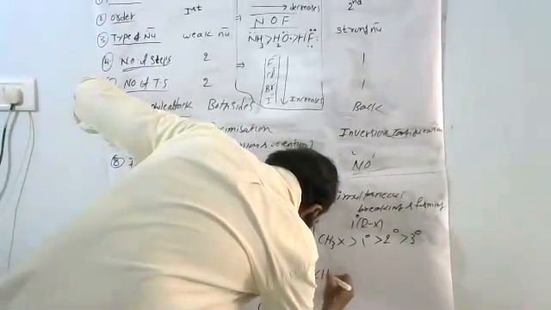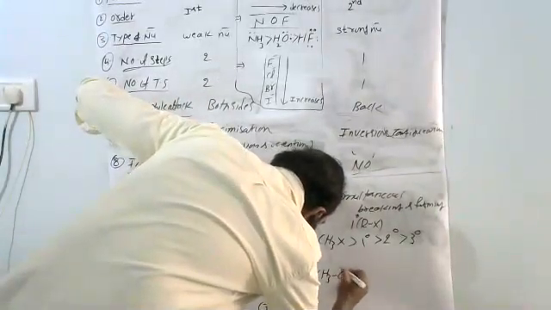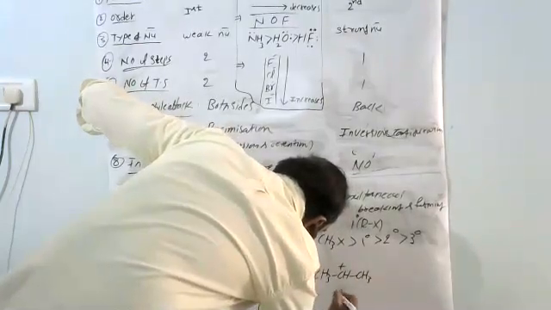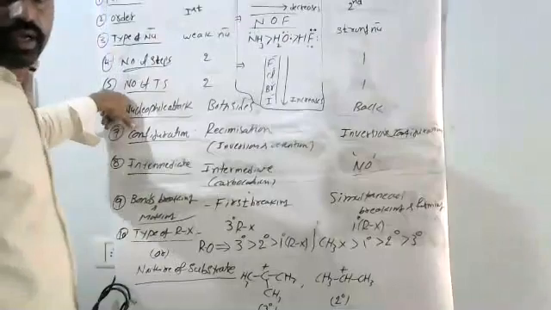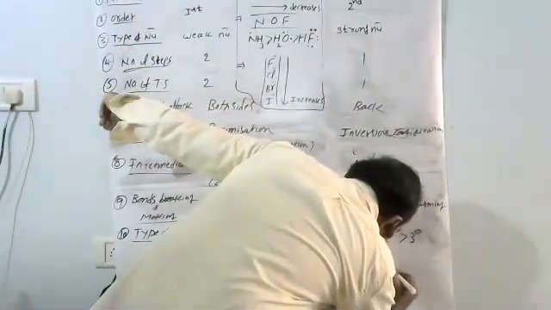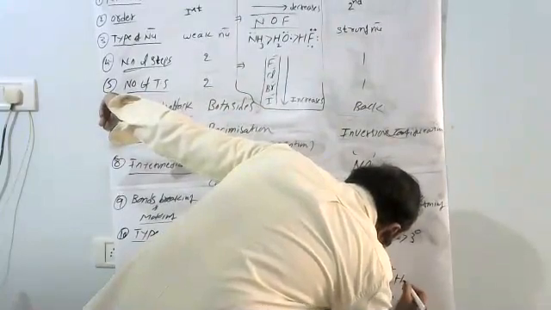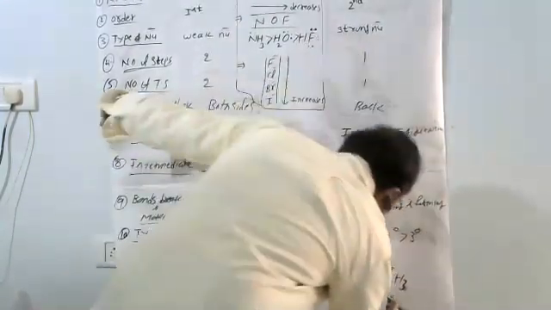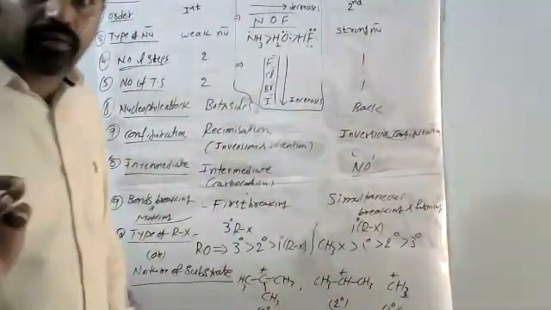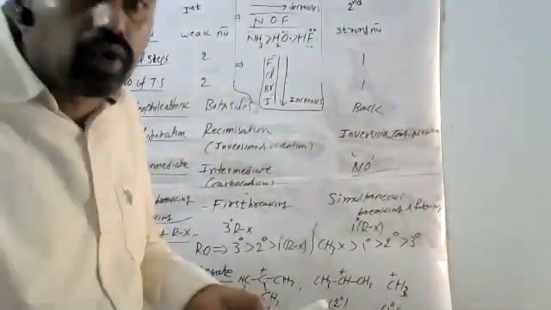Now, if we take a 2 degree carbocation, see this. It is a 2 degree carbocation. Now, 1 degree carbocation, see this. 1 degree carbocation. So carbocations are 3 types: 1 degree, 2 degree, 3 degree. Carbon having positive charge, that is called carbocation.